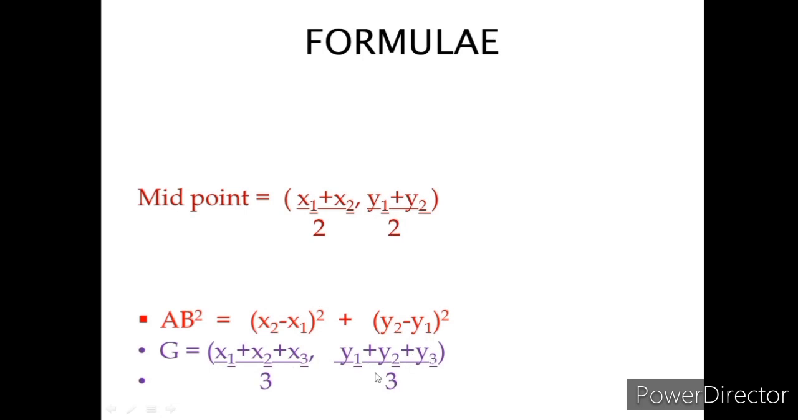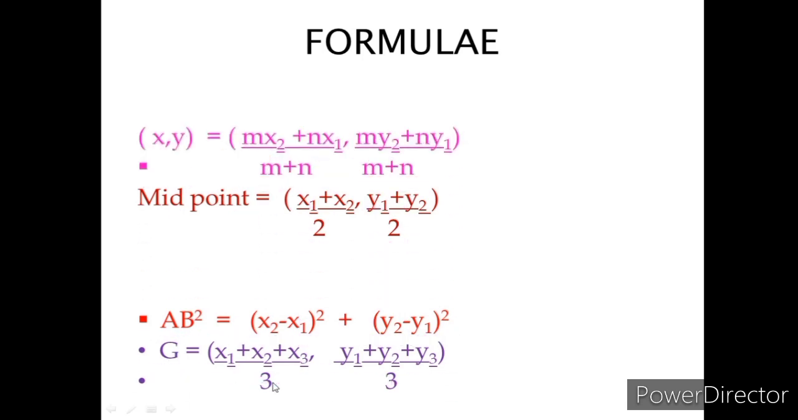So for the midpoint you have to find the average of the x coordinates. Similarly for the centroid you have to find the average of the x coordinates and the average of the y coordinates. Here we have 2 points, that's why we write by 2. In this one you have 3 points, therefore you write by 3. Then this is called the section formula: (m x2 plus n x1)/(m plus n) comma (m y2 plus n y1)/(m plus n). Where you have x you write y, and you get the y coordinate.